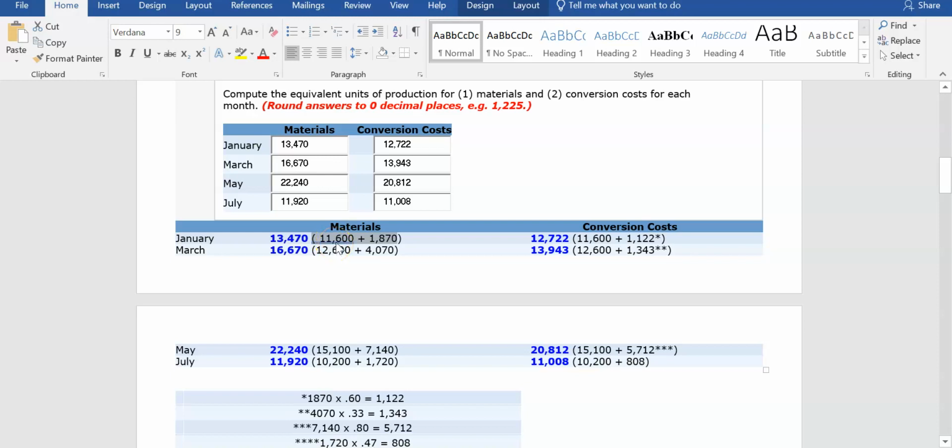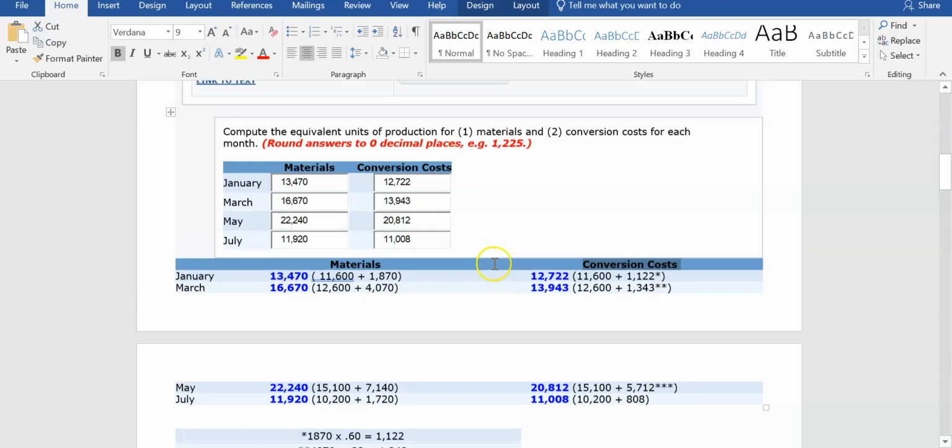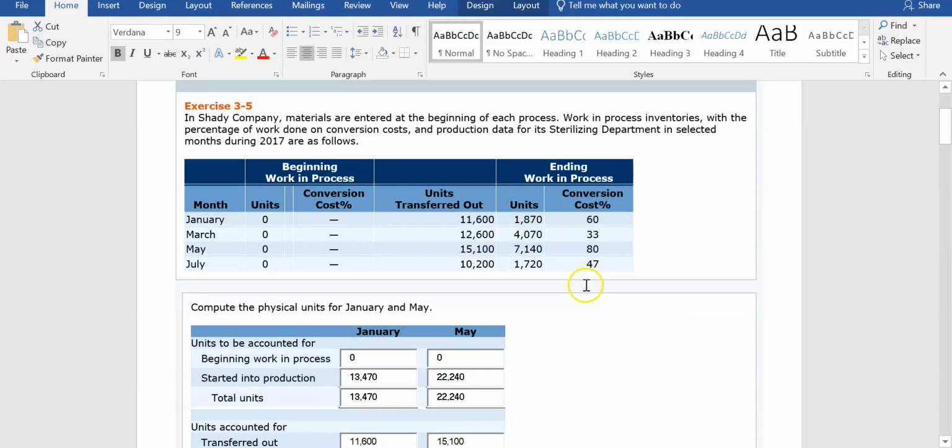Now, to make it pretty clear the difference, what do I mean by equivalent units? Let's take a look at conversion units, conversion cost equivalent units for January. We have to calculate equivalent units separately during January for materials and for conversion cost because materials are all added at the very beginning of the production process. Remember, all materials are entered at the beginning.